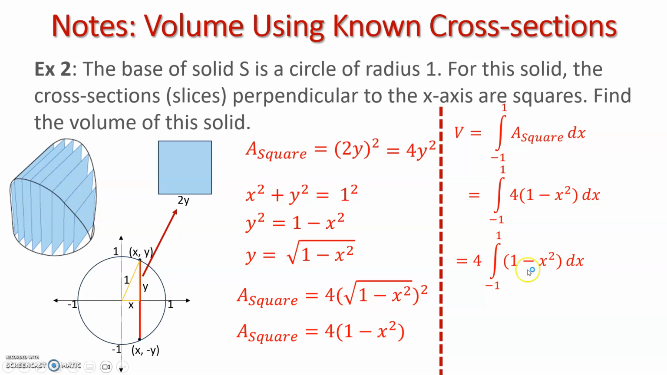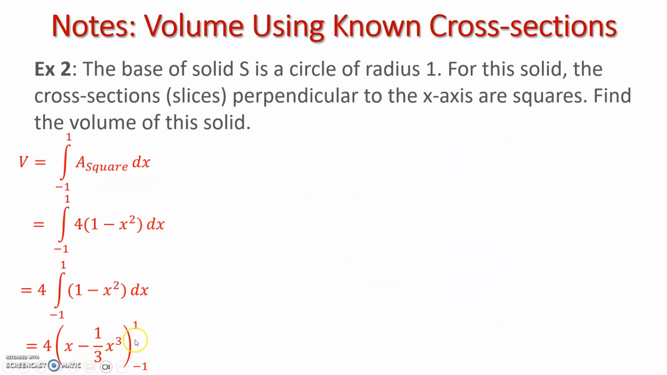Now, pulling out that constant to make for an easier integration problem, we get 4 times the integral from -1 to 1 of 1 minus x squared. The antiderivative of 1 is x, and the antiderivative of x squared is 1/3 x cubed. So this is what we get. And then I'm going to go to the next slide, and we're going to continue. So we stopped here, and now we're going to evaluate.